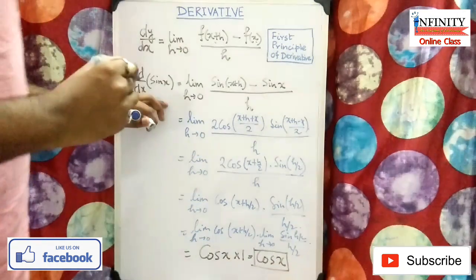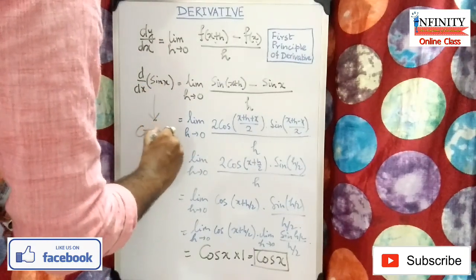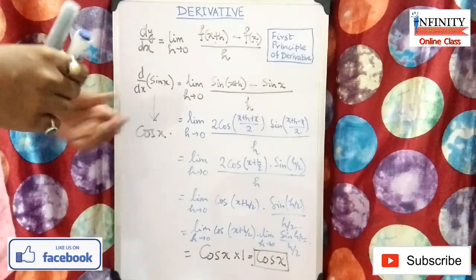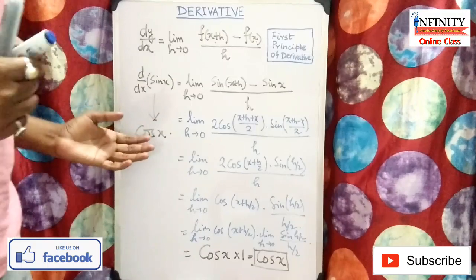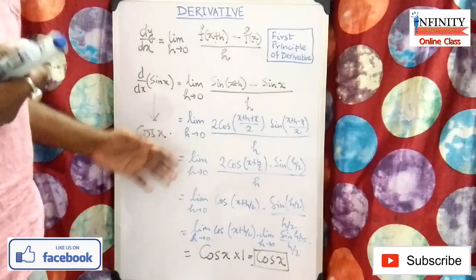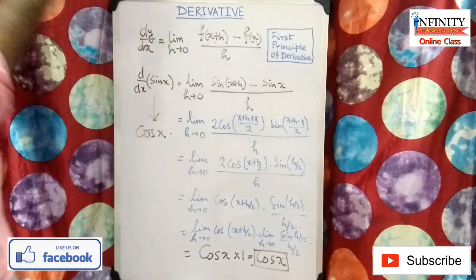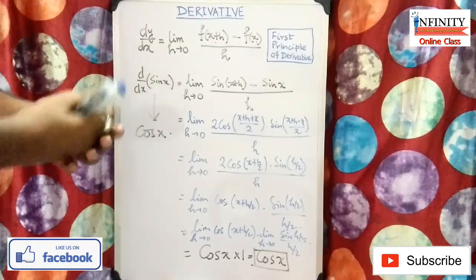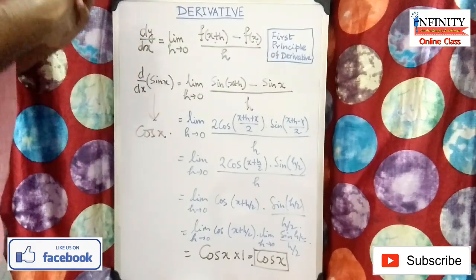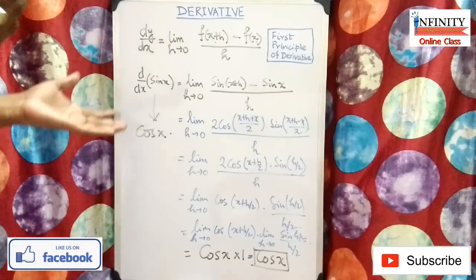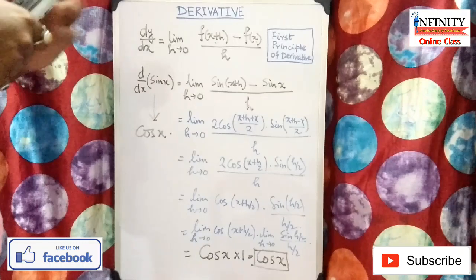So d dx of sin x is cos x. That is, the derivative of sin x with respect to x will be cos x, and we found this using the first principle of derivative. And using that first principle, you can find the derivative of several functions, that is cos x, tan x, sec x, like that. You can find all the derivatives of this type of trigonometric function, and this type of algebraic function, using that first principle.